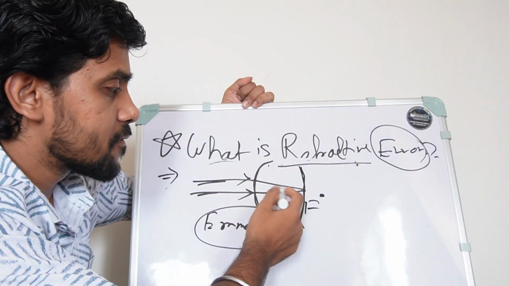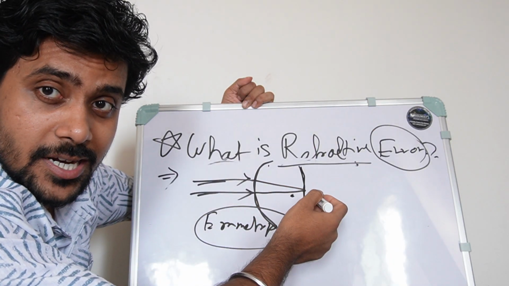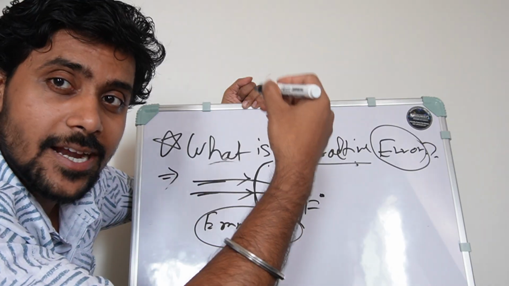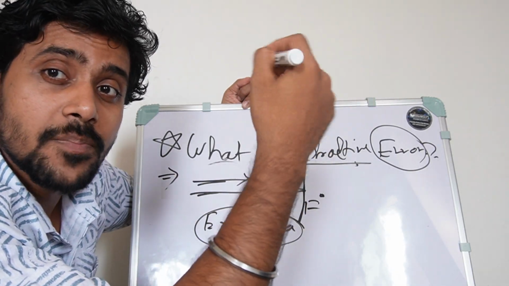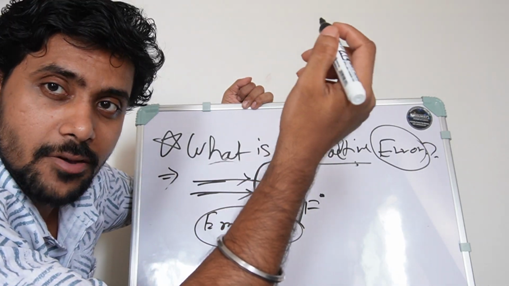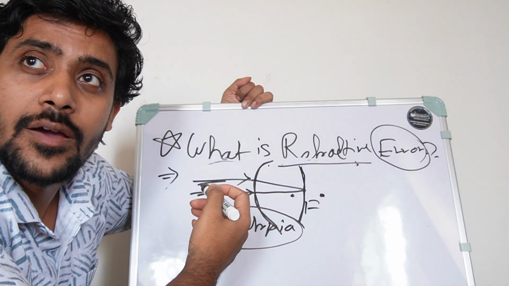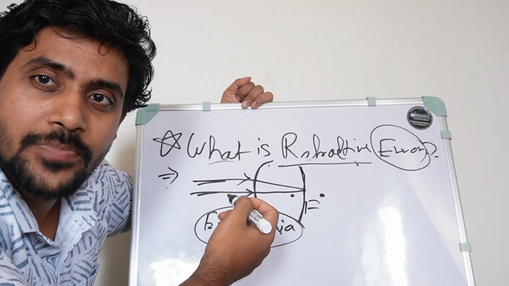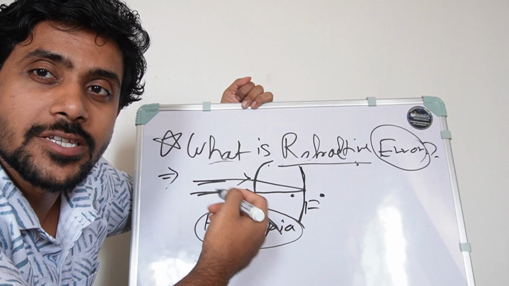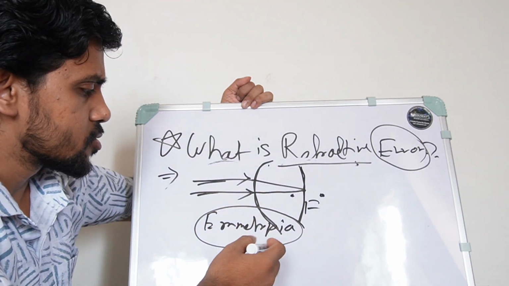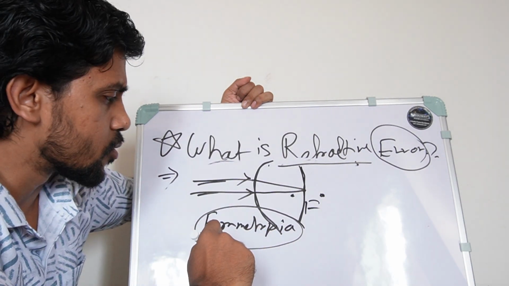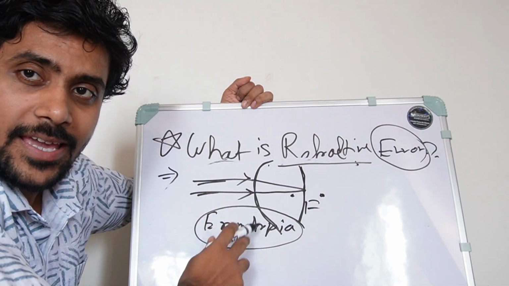That means if the light rays are not focusing on the retina, the image that we will perceive will be blurred. There will be a blurry image. Whenever we are getting those blurry images, we do not feel good. So yeah, this is how it goes. Now this is what ametropia is.